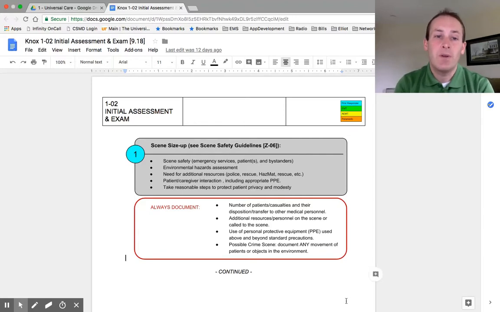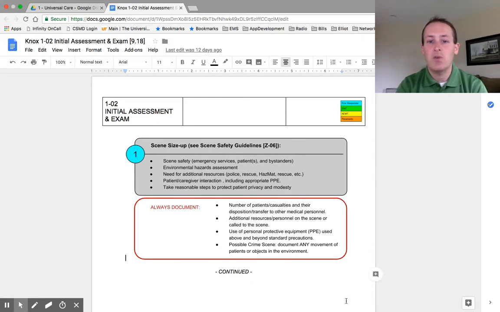All right, we're going to now talk about 1-02, which is our initial assessment and exam. Now, most of this is relatively intuitive, things that are addressed in training, but I'll give you a general overview of some basic expectations. Obviously, you start when you arrive at a scene, just that general scene size up, and it's discussed a little more in depth in the Scene and Transport Safety Guideline, or Z-06.